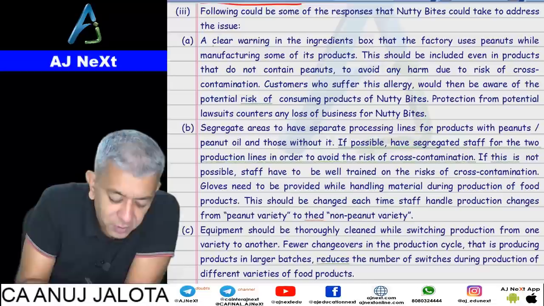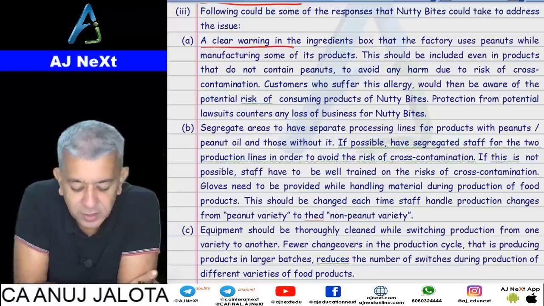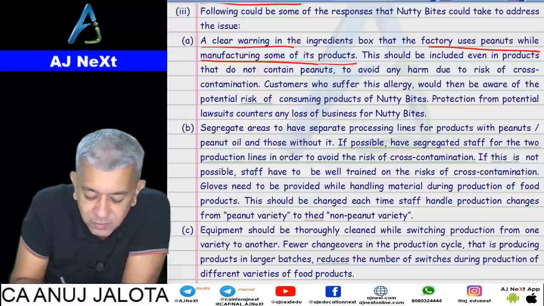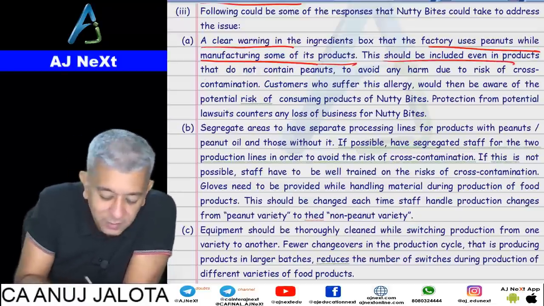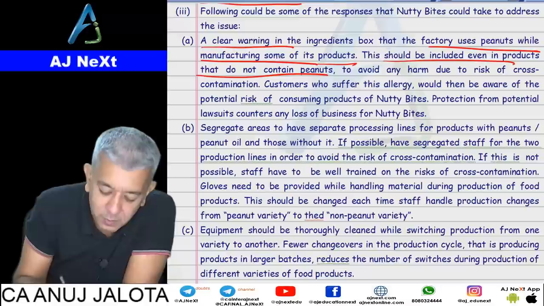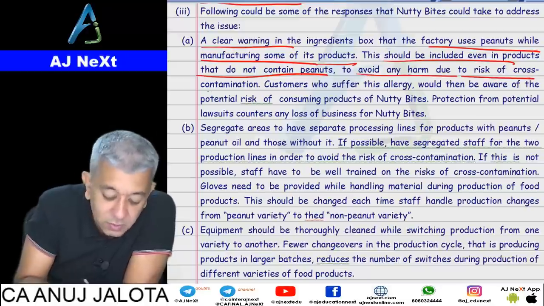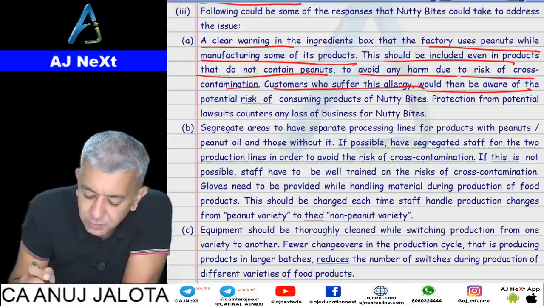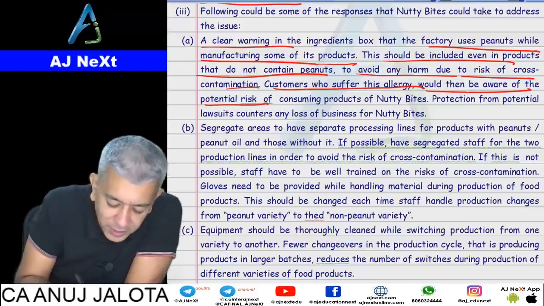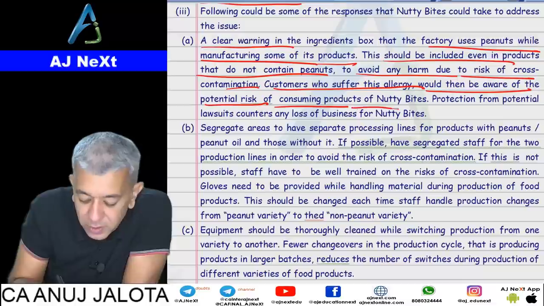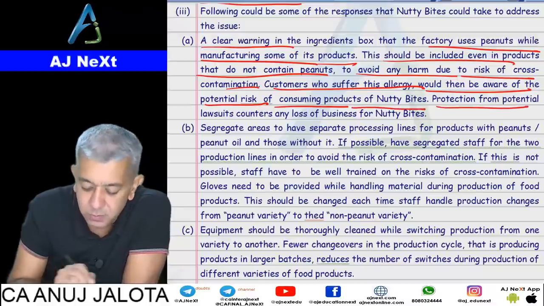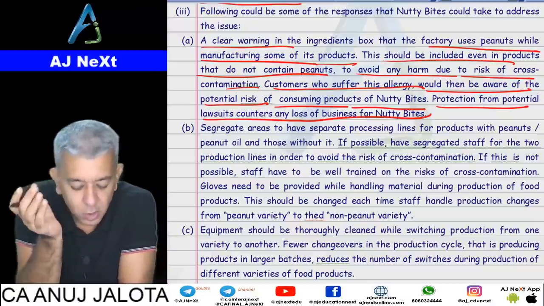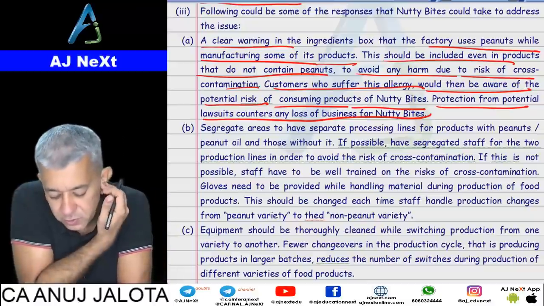So my first suggestion: a clear warning in the ingredient box that the factory uses peanut oil while manufacturing some of its products. It should be included even in the products that do not contain peanuts, to avoid any harm due to risk of cross-contamination. So that's what I told also. Customers who suffer this allergy would then be aware of the potential risk of consuming the products of Nutty Bites. Protection from potential lawsuits counters any loss of business for Nutty Bites.